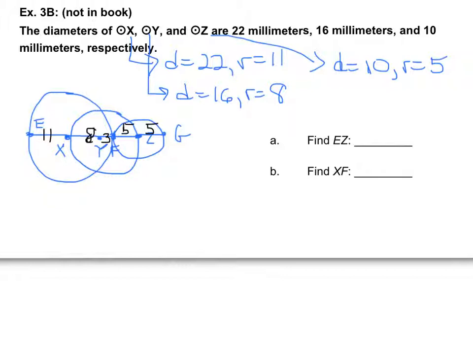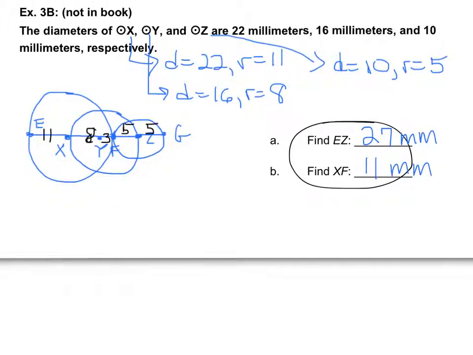So now we're going to find the exact measurements that we actually need. Going back over here, if we're going to find EZ, then E to Z is 11 plus 8 plus 3 plus another 5. So that's going to be 27. And we were given units here, so this is going to be millimeters. And then finally, to find XF, we're going to add up the pieces in between there, and XF is just got to be 11.